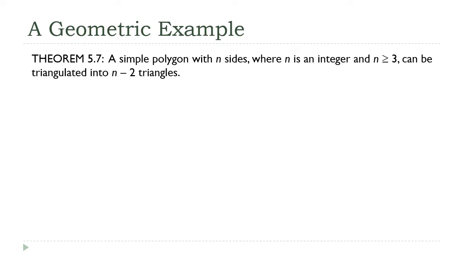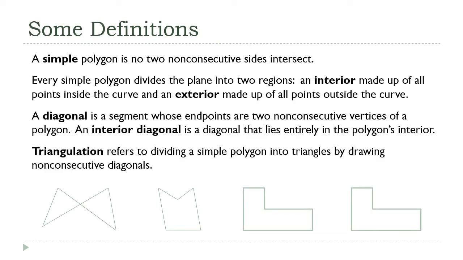Now, I know there are a lot of geometry terms in there that you may not remember or may never even have heard before. I don't want to get bogged down in geometry definitions, but we do need to talk about a few of them so we're all on the same page. First, a simple polygon has no two consecutive sides that intersect. The first one down here is not a simple polygon because these two diagonal sides cross at that point. So that's not the kind we're going to be talking about. We're going to be talking about ones like all the other ones over here.